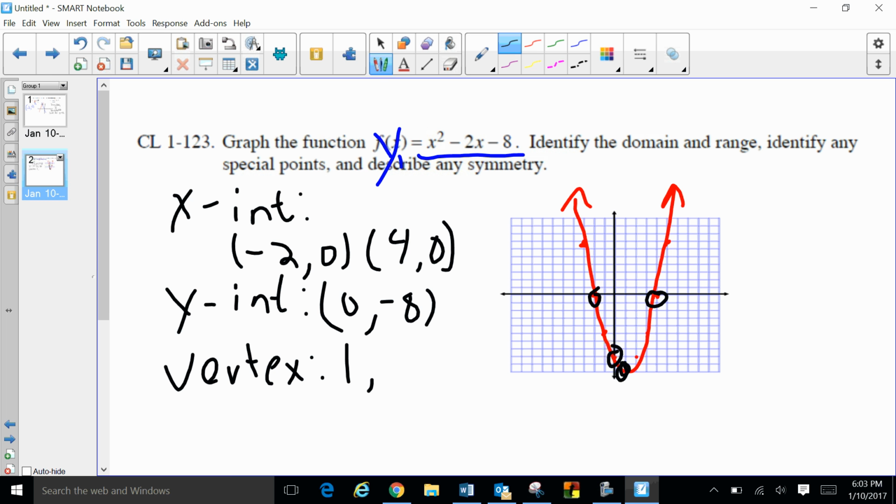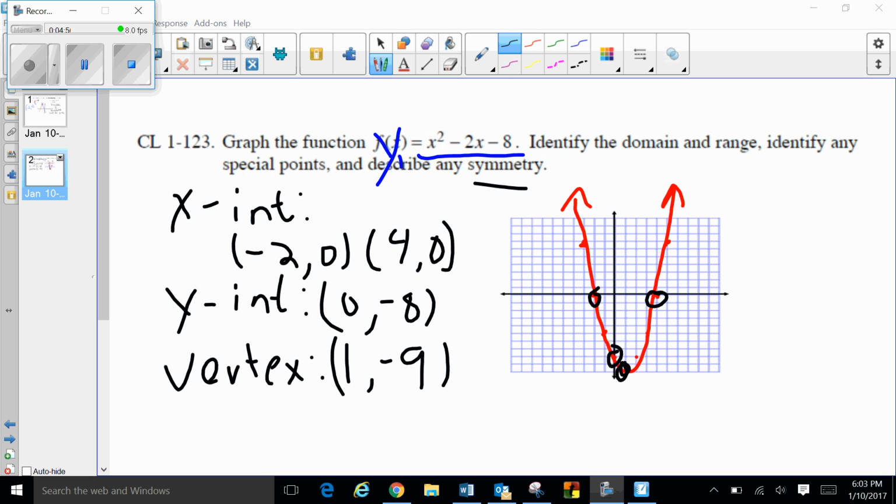The last thing it asked me to do is domain and range. It does ask about symmetry. We used symmetry to draw it, but I'm not going to ask you to describe it. Sorry about the interruption. I need to get the domain and range now.